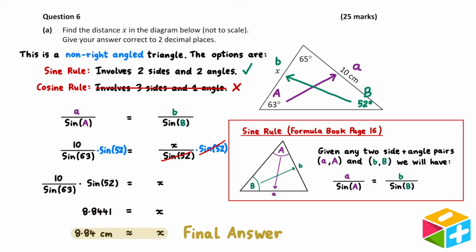Rounded to 2 decimal places, we found that x is equal to 8.84. X represents a side length and the unit here is centimetres. So our final answer is that x is equal to 8.84 centimetres.